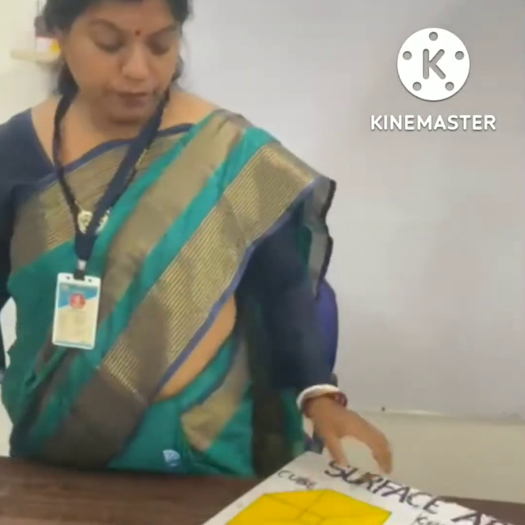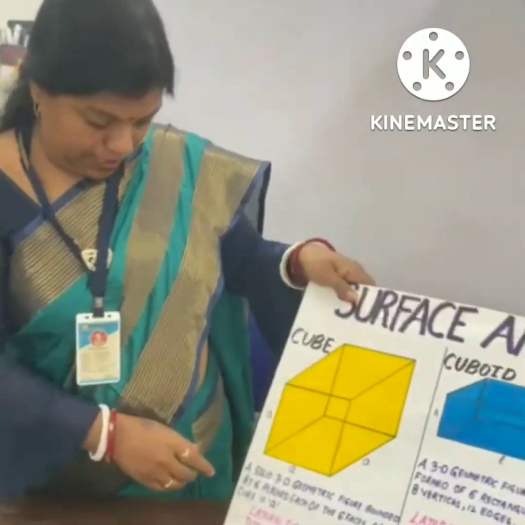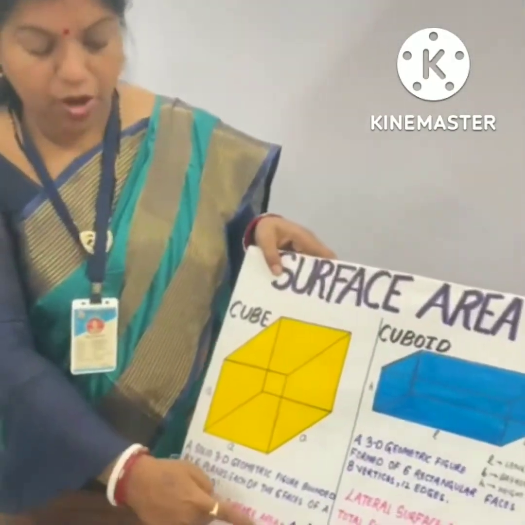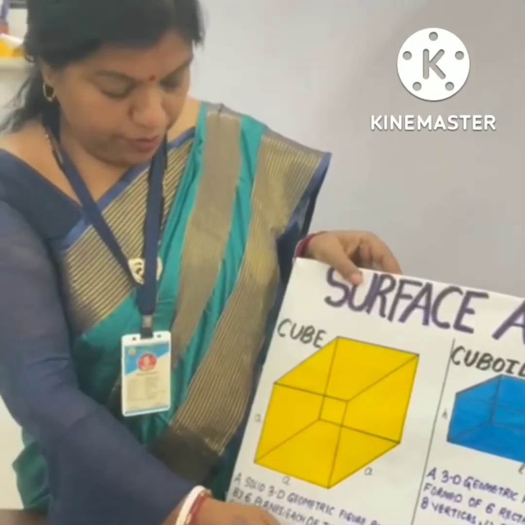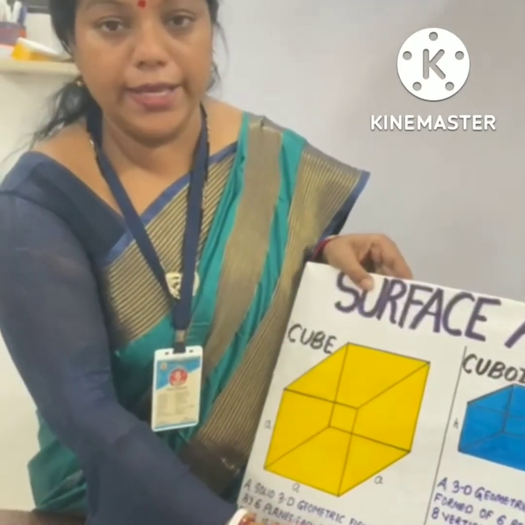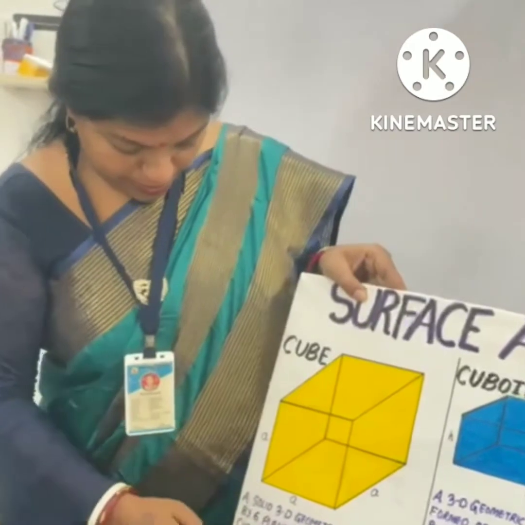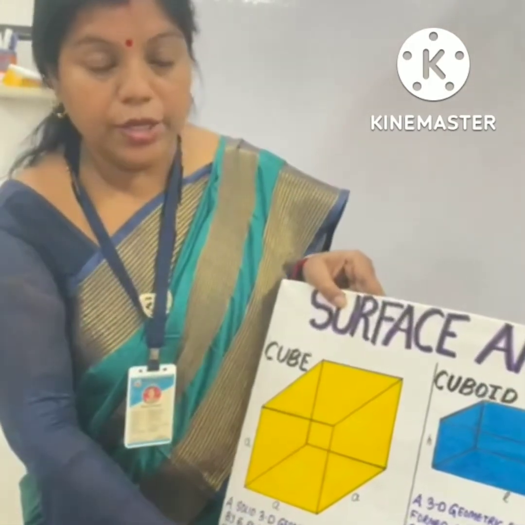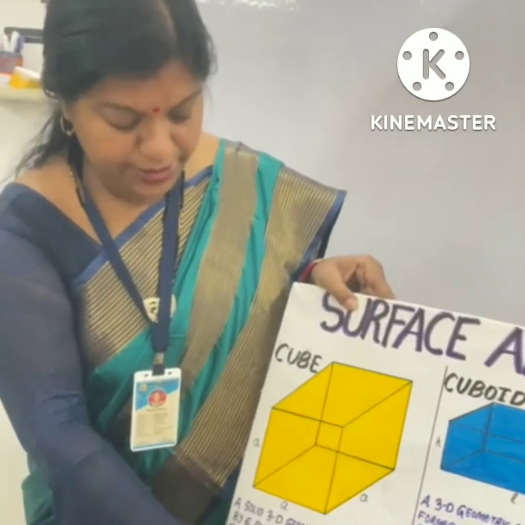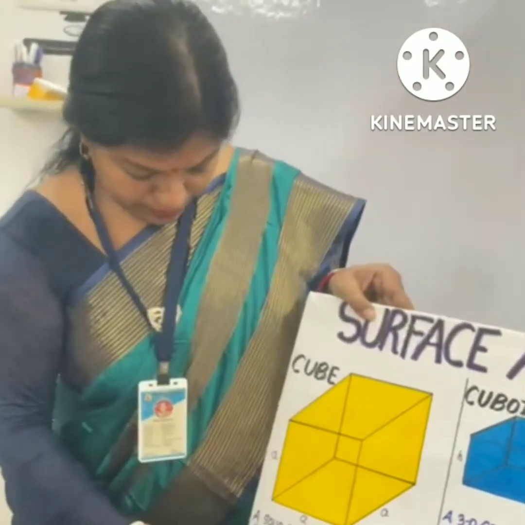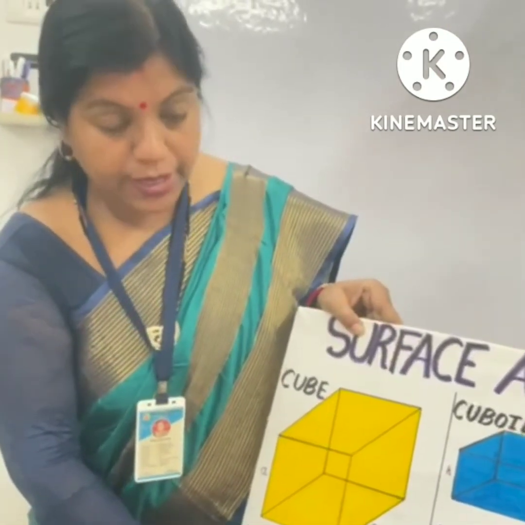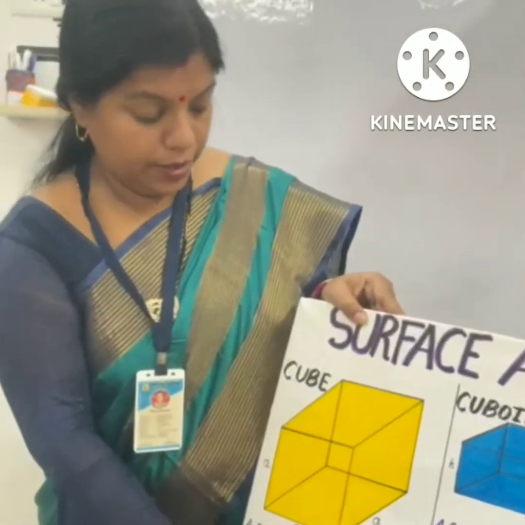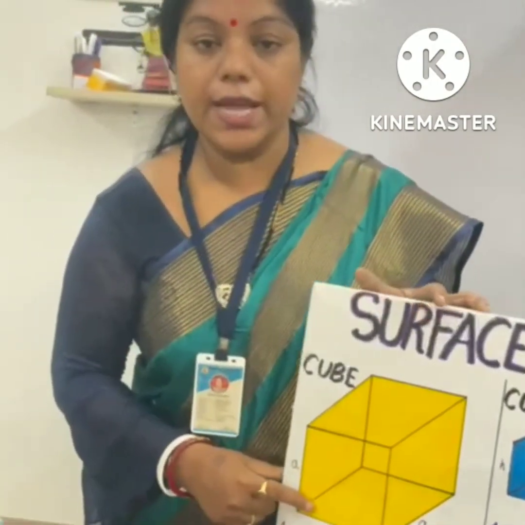Now the lateral surface area of a cube is 4a square. Here a is the side of the cube. The total surface area of a cube is 6a square, and the volume of a cube is a cube, and here a is the side of the cube.